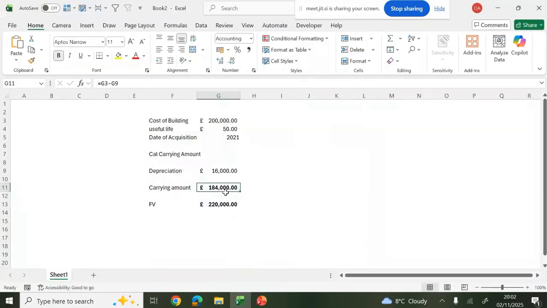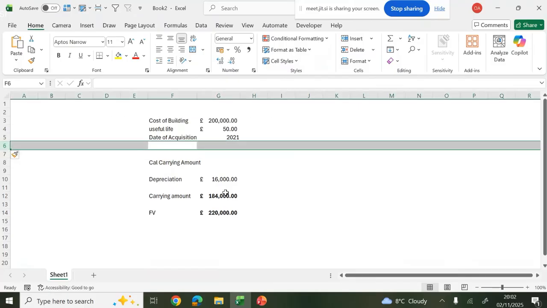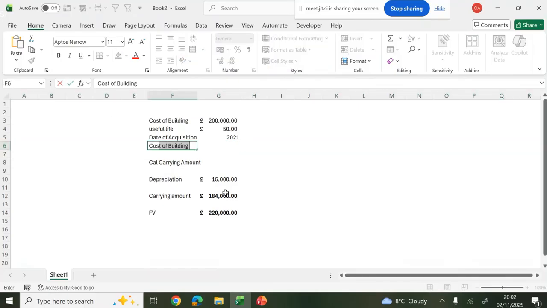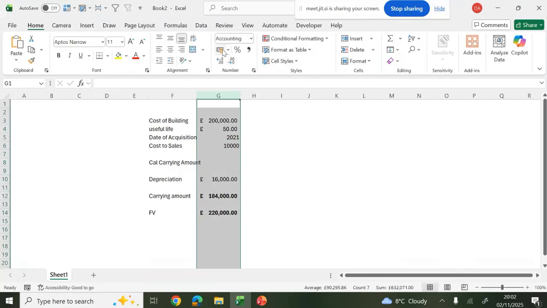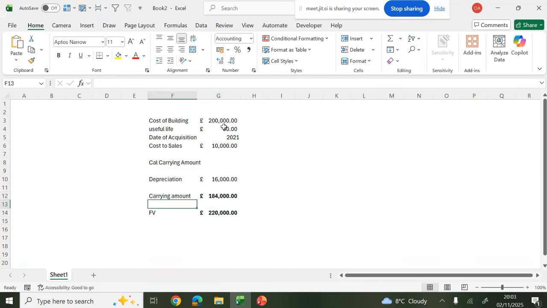Cost to sell. That's 10,000. Shift it down. Thank you. Cost to sell is 10,000. Yes, I know the cost to sell is 10,000.